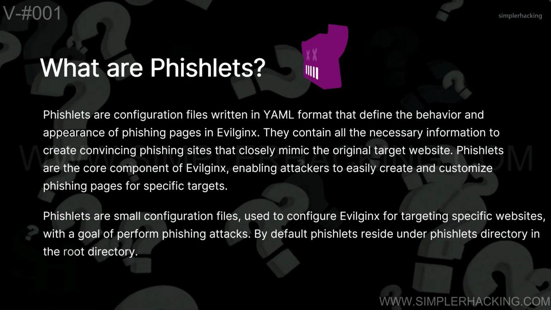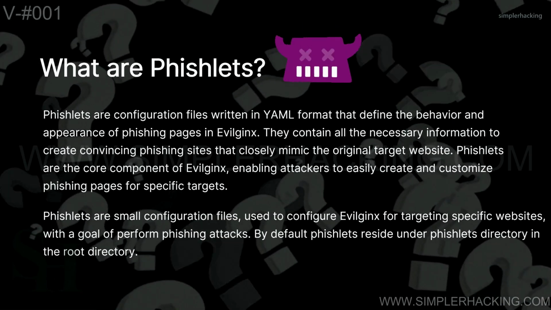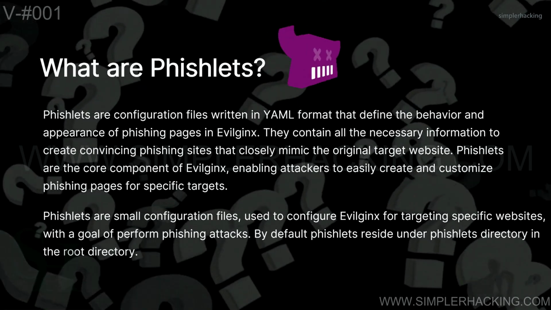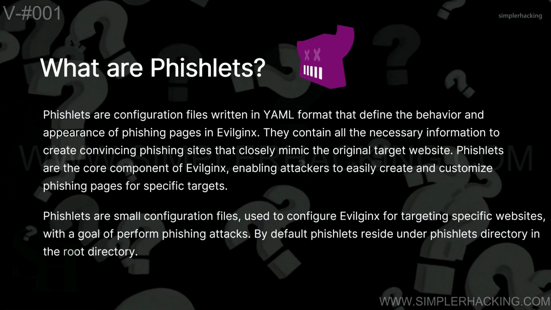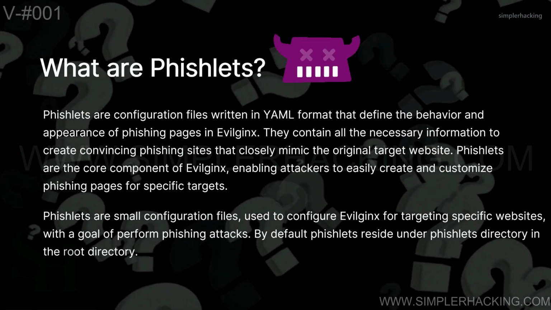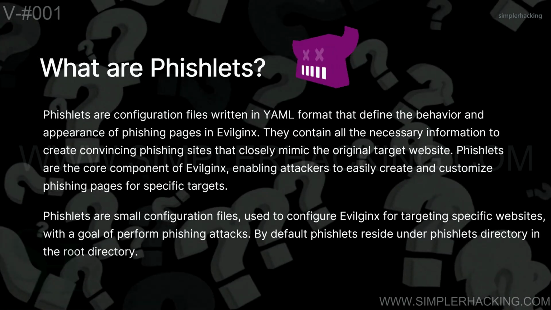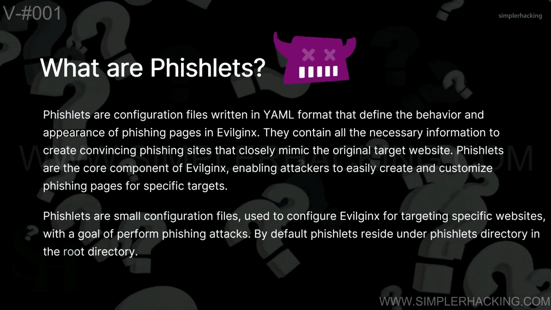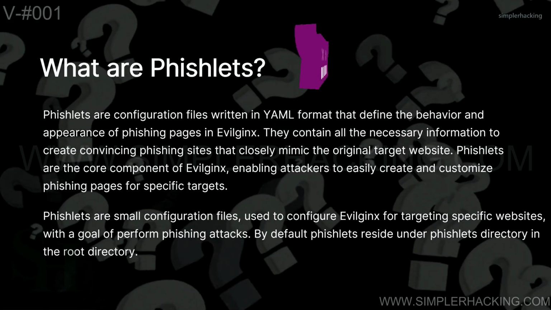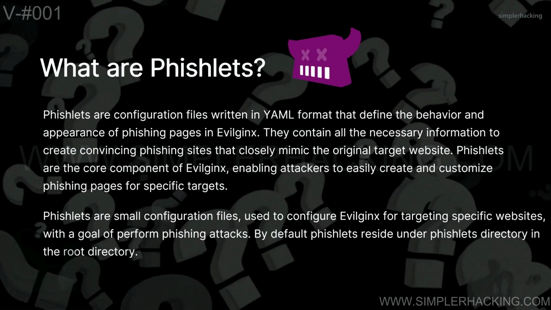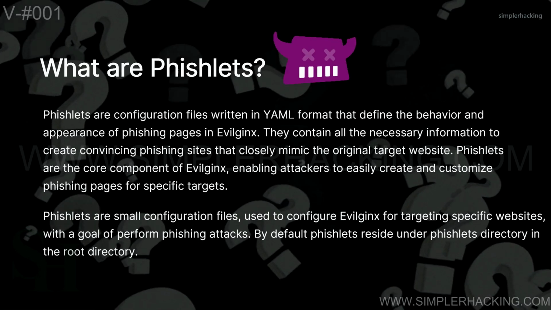This course is about phishlets, so let's define what they are and what they do. Phishlets are configuration files written in YAML format that define the behavior and appearance of phishing pages in EvilJinx. They contain all the necessary information to create convincing phishing sites that closely mimic the original target website. Phishlets are small configuration files used to configure EvilJinx for targeting specific websites with the goal of performing phishing attacks.